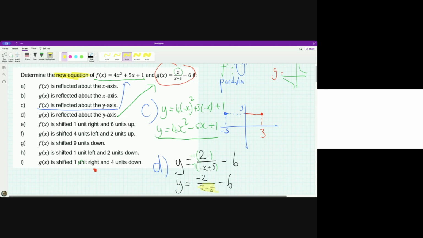Give me a thumbs up if you understand how I multiply the top and bottom by -1 here to make it look a bit neater, to get it into the standard form of a hyperbola.